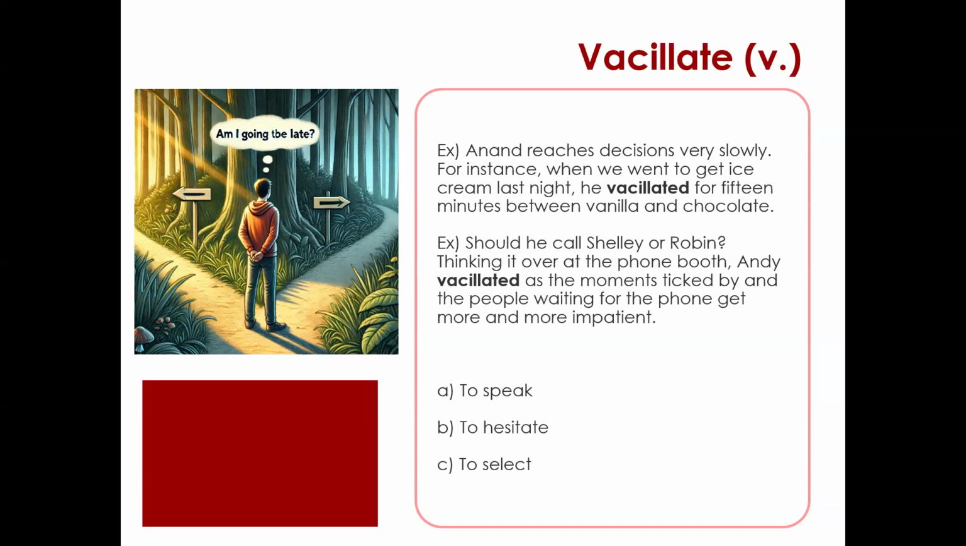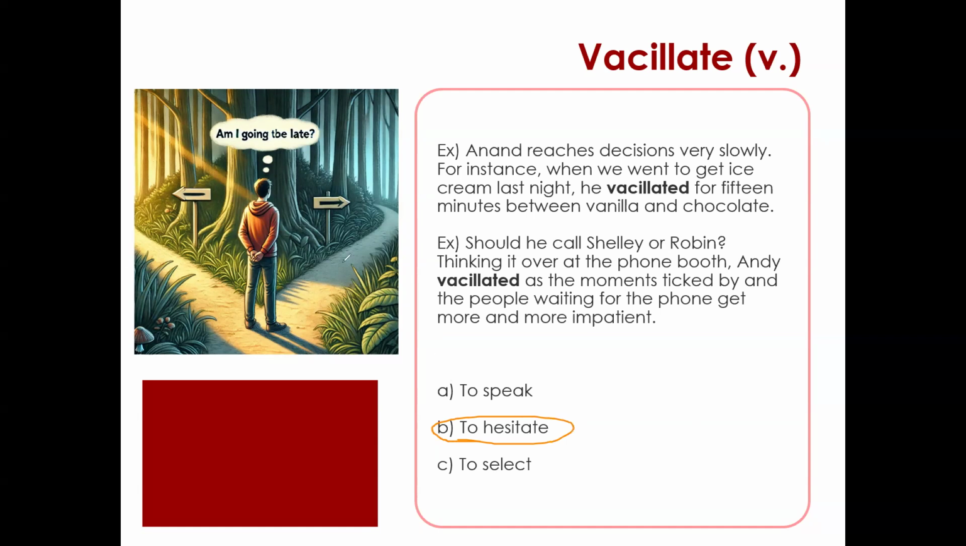Anand reaches decisions very slowly. For instance, when we went to get ice cream last night, he vacillated for 15 minutes between vanilla and chocolate, so he couldn't decide which flavor to get. Should he call Shelley or Robin? Thinking it over at the phone booth, Andy vacillated as the moments ticked by, and the people waiting for the phone got more and more impatient. So we know that both of these people had trouble choosing, making a decision. So they were hesitating or being undecided.